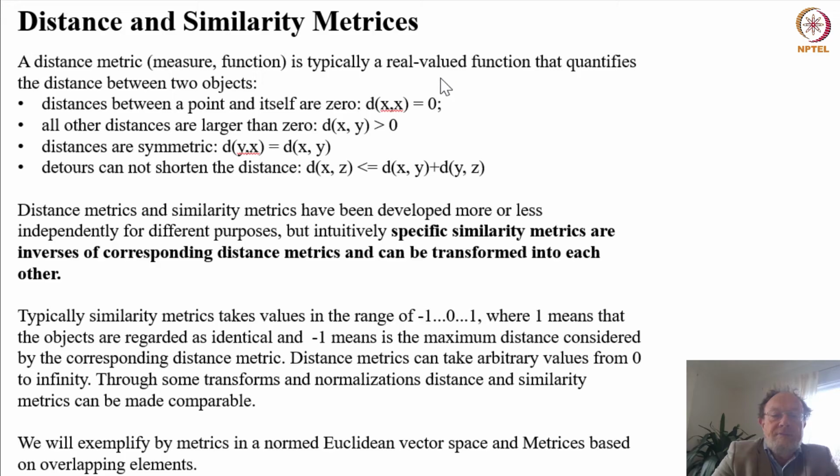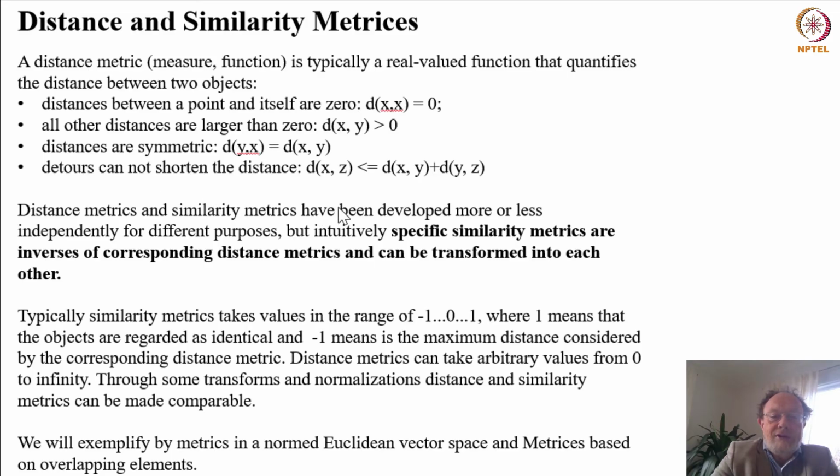A distance metric, distance measure, and distance function are synonyms, and it is typically a real-valued function that quantifies a distance between two objects. So the distance between a point and itself is 0. Of course, all other distances are larger than 0. Distances are symmetric, and then we have a triangle inequality, which informally means that detours cannot shorten the distance. So it's always longer to go from one point to another via a third point.